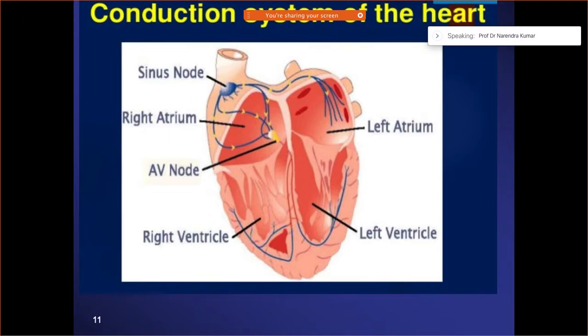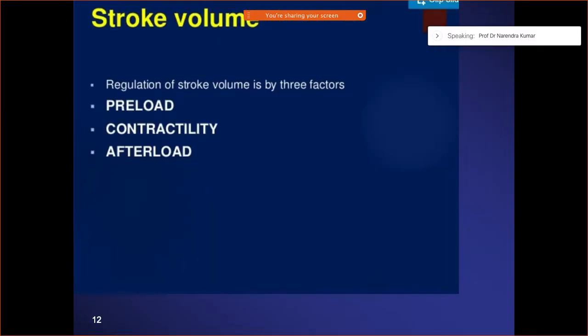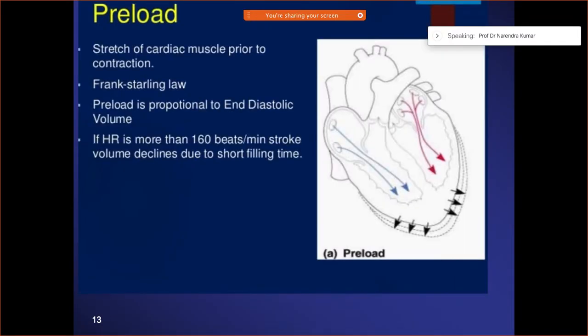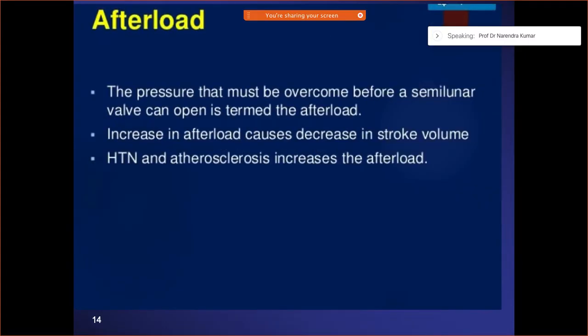And the other important thing which we all have to keep in our mind is the stroke volume, which is further regulated by three factors: preload, contractility, and afterload. Preload is the one which is determined by the stretch of the cardiac muscle prior to the contraction, regulated by the Frank-Starling law. Indeed, preload is proportional to end diastolic volume. And if the heart rate is more than 160 beats per minute, the stroke volume will decline due to the short filling time, in fact.